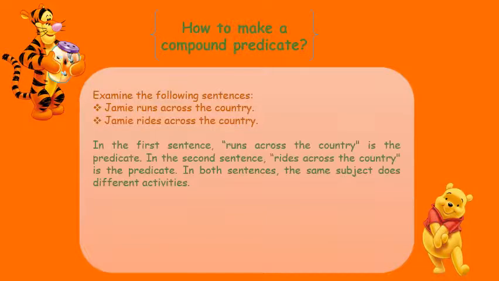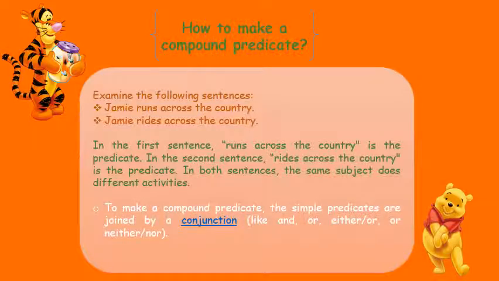Let's see how. In the first sentence, runs across the country is the predicate. In the second sentence, rides across the country is the predicate. In both sentences, the same subject does different activities. So that's why I have to join the predicates to make one compound predicate. How? To make a compound predicate, the simple predicates are joined by a conjunction like and or, either or neither nor. Also, we can use the same conjunctions to make compound predicates.